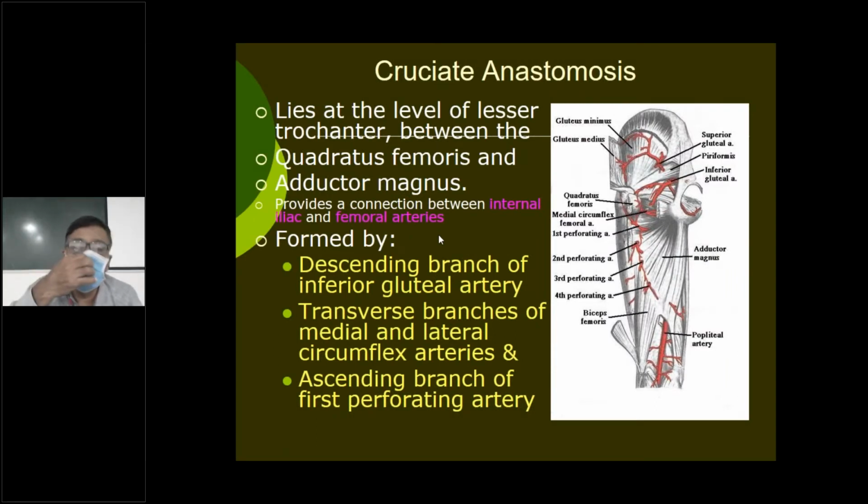Now, much more important for you from the exam point of view is what's called the cruciate anastomosis. Cruciate means cross, a plus shape, with four arteries: above, below, medial, lateral. So we must know the cruciate anastomosis. The first thing to learn about it is its address. It lies between the quadratus femoris and adductor magnus.